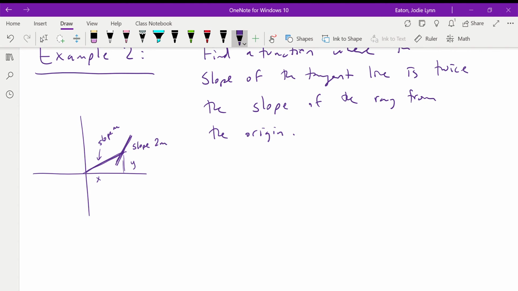Okay, so what we want is dy dx, we want our slope to be double the slope m. But the slope m, as we can see here, is just m equals y over x, because that's the y distance over the x distance. So dy dx is 2 times y over x. Okay, notice that this is undefined when x equals 0, because we can't have a slope there. So our solutions are going to be undefined when x equals 0.